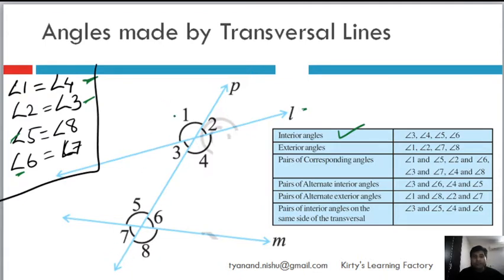You can name the angles anything, but you have to see that between these two lines these four angles are there, so interior, and these are outside, right? They are not between these two lines. So angle 1, 2, 7, 8 are exterior angles. As you can see, angle 1, angle 2, angle 7 and angle 8.